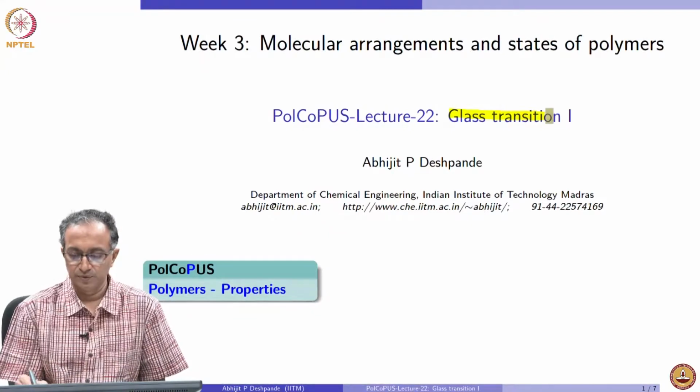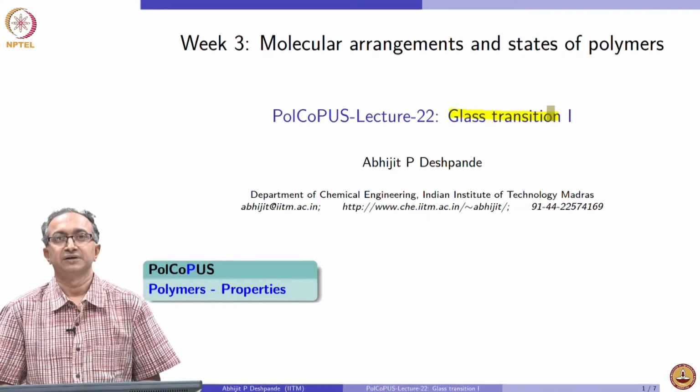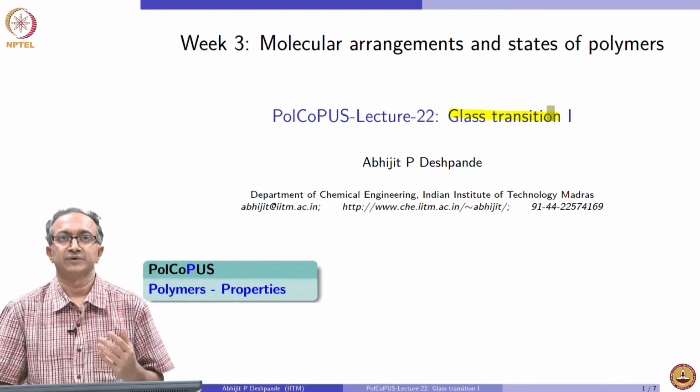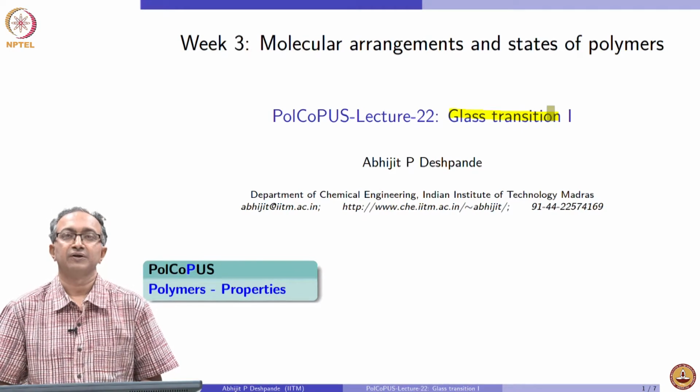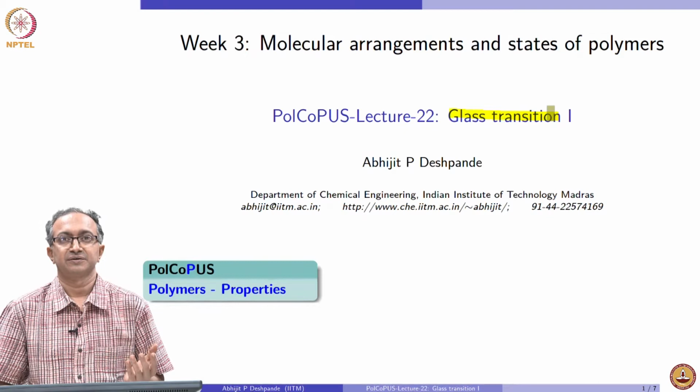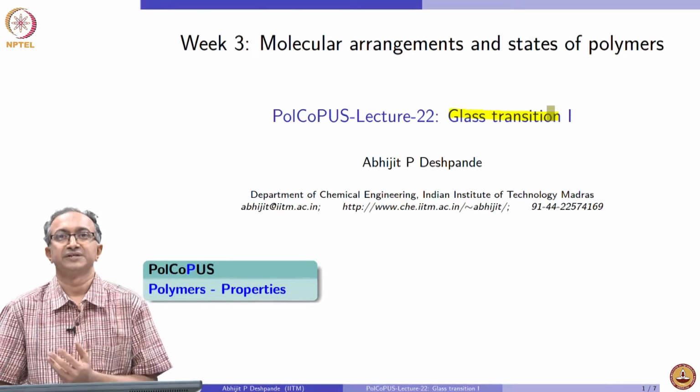Hello, let us continue our look at structure of polymers and the molecular arrangements. We have looked at the crystalline arrangement as well as the orientational states of macromolecules. And in this lecture we will start looking at the disordered solid state of polymers, which is the glassy state. We will also look at the transition which occurs when the glassy state is reached, when the material transforms from or to another state.